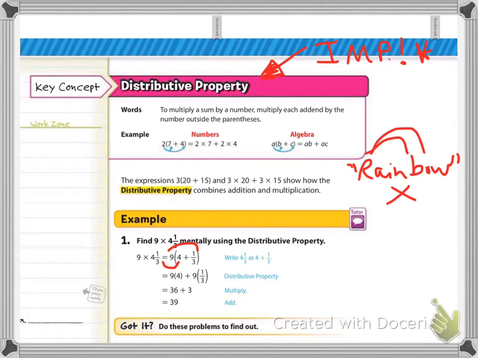Okay, but this again is how the distributive property is typically set up, an example with numbers and an example with variables. This example 1 here is with a mixed number to help you solve it mentally. That's probably not the most important way. I want to make sure you know the distributive property, but you do need to be aware of it. When you're ready, move on.